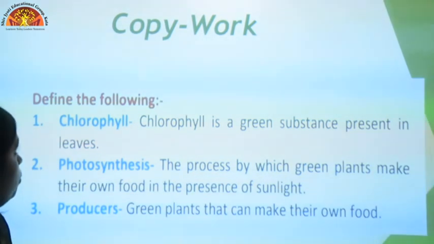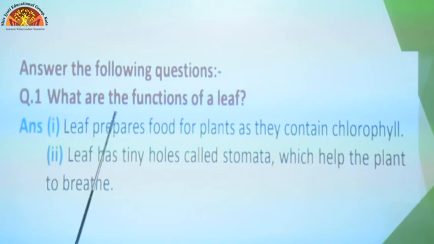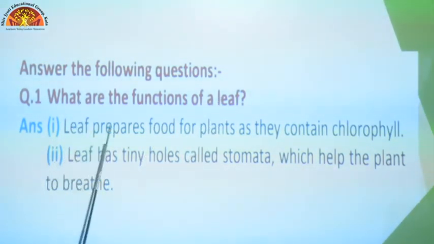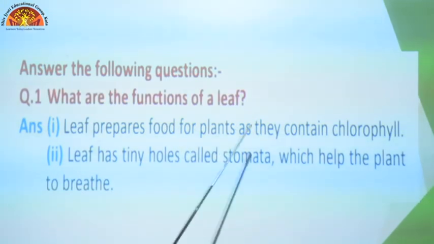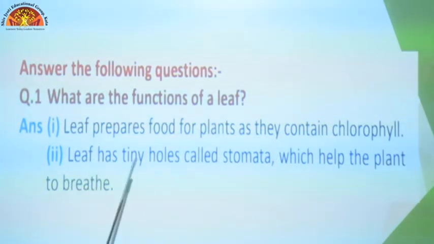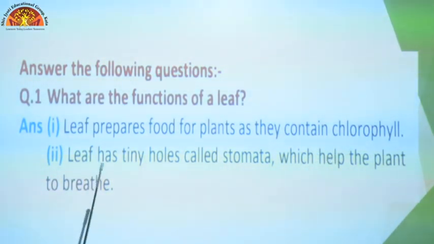Now we move to answer the following questions. What are the functions of a leaf? So first function is leaf prepares food for plants as they contain chlorophyll. Second function, leaf has tiny holes called stomata which help the plant to breathe. So these are the two functions.